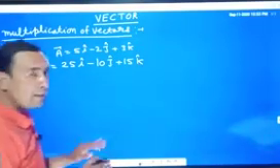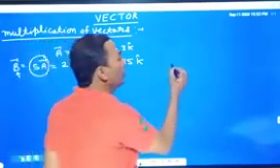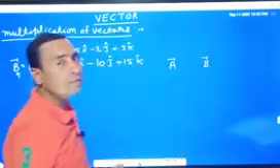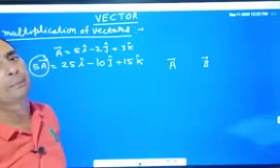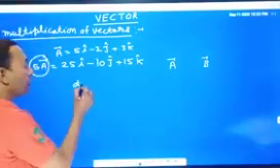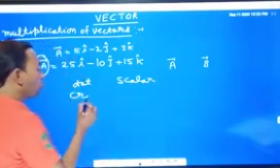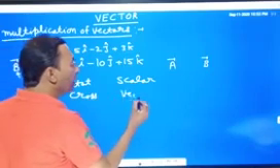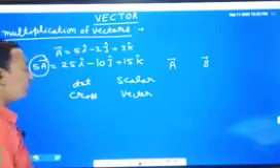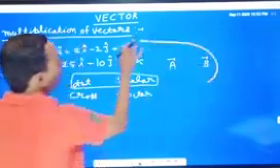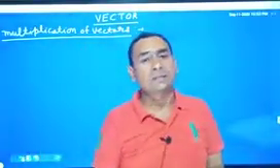But when we multiply any vector with another vector, means there are two vectors, a vector and b vector, then we can multiply these vectors in two types. There are two types of vector multiplication. Number one, dot product or scalar product. Number two, cross product or vector product. First we take dot product or scalar product. Okay. So vector multiplication is two types.